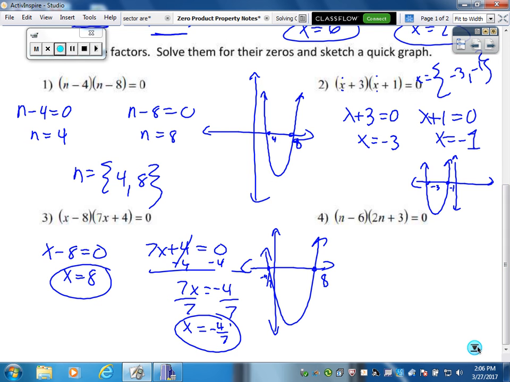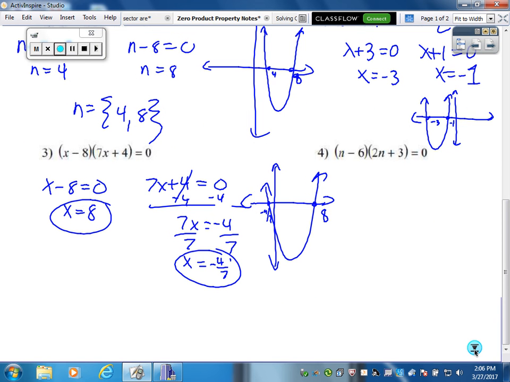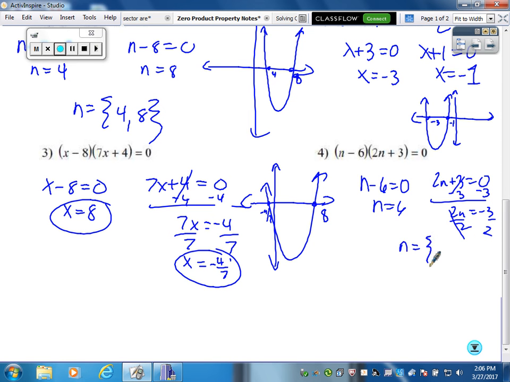All right, let's do one more like that, and then we'll skip ahead a couple. So on this next one, n minus 6 is equal to 0, and 2n plus 3 is equal to 0. So I need to add my 6, and I need to subtract my 3, and then divide by my 2. So I've got the answer. The answer is positive 6 and negative 3/2.